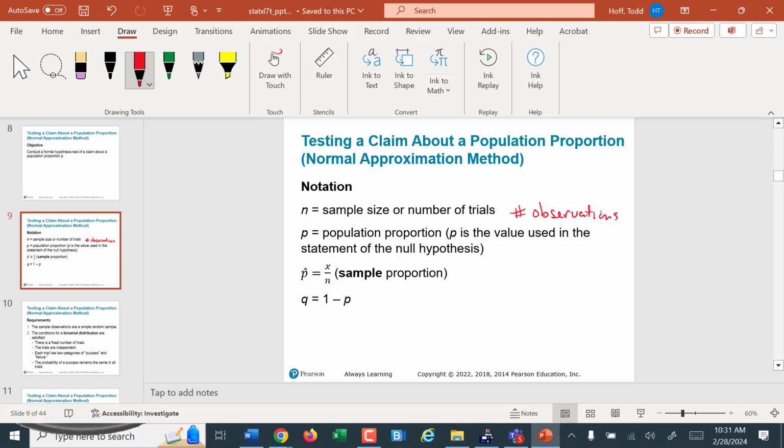Remember, we're talking about a qualitative variable here, which is categorical. So we're looking for, does it have this property or does it not? So p is the proportion of the population that has that property. p-hat, that little hat over the p is pronounced p-hat, is the actual sample proportion. So it's the number of successful observations in the sample divided by the total observations in the sample. Then, of course, q is just the proportion of failures, so 1 minus p.